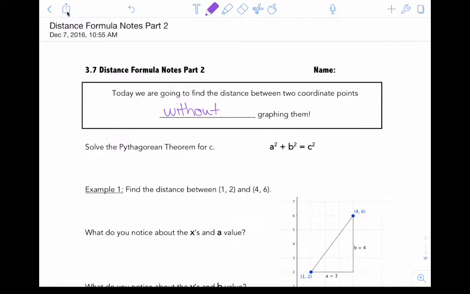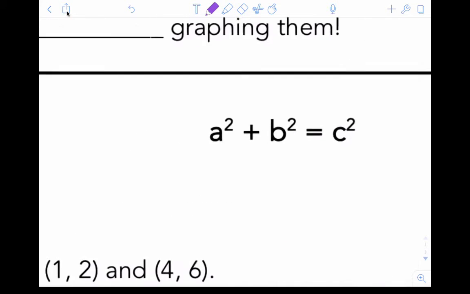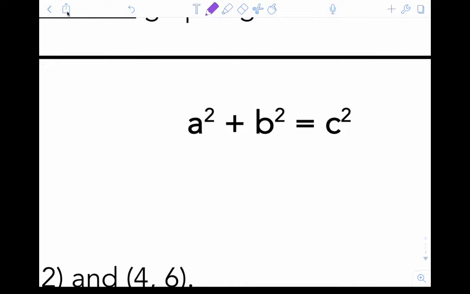When we did it yesterday, we created a triangle on our graph, and then we used Pythagorean theorem to find that missing side. We were always finding the hypotenuse. So, looking at our Pythagorean theorem, we were always finding C. So what you did was you would plug in your A and B and then square them, add them, and then square root it. Today, we're just going to make this look slightly different.